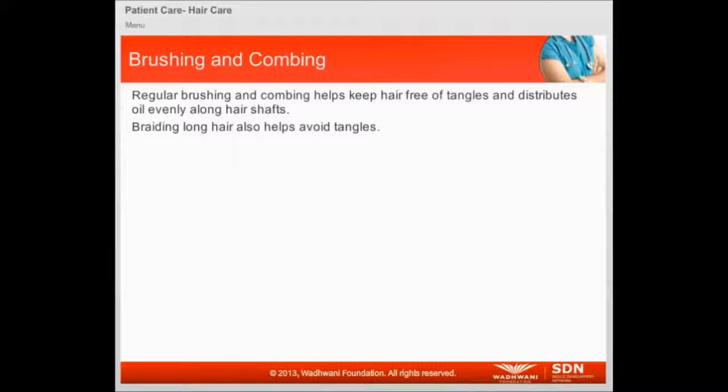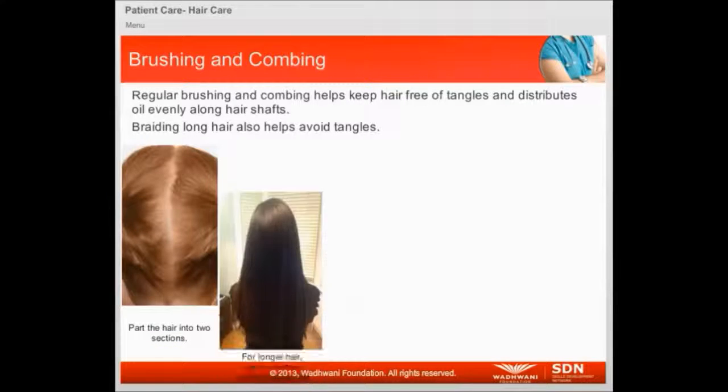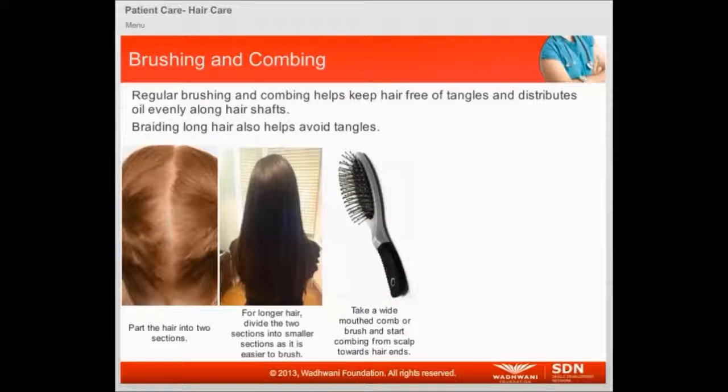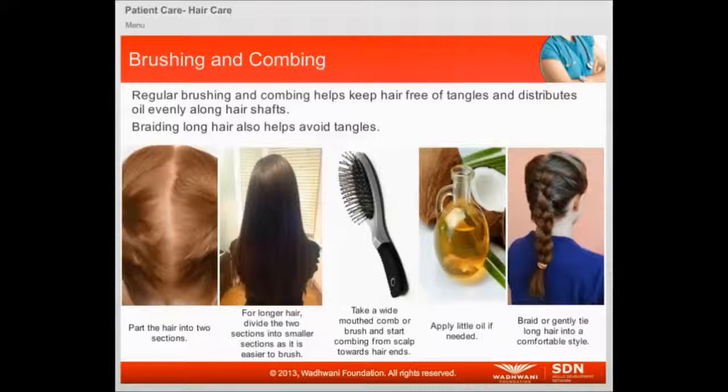To brush hair. 1. Part the hair into 2 sections. 2. For longer hair, divide the sections into smaller sections as it is easier to brush. 3. Take a wide-mouthed comb or a brush and start combing from scalp towards hair ends. 4. Apply a little oil if needed. 5. Braid or gently tie long hair into a comfortable style.